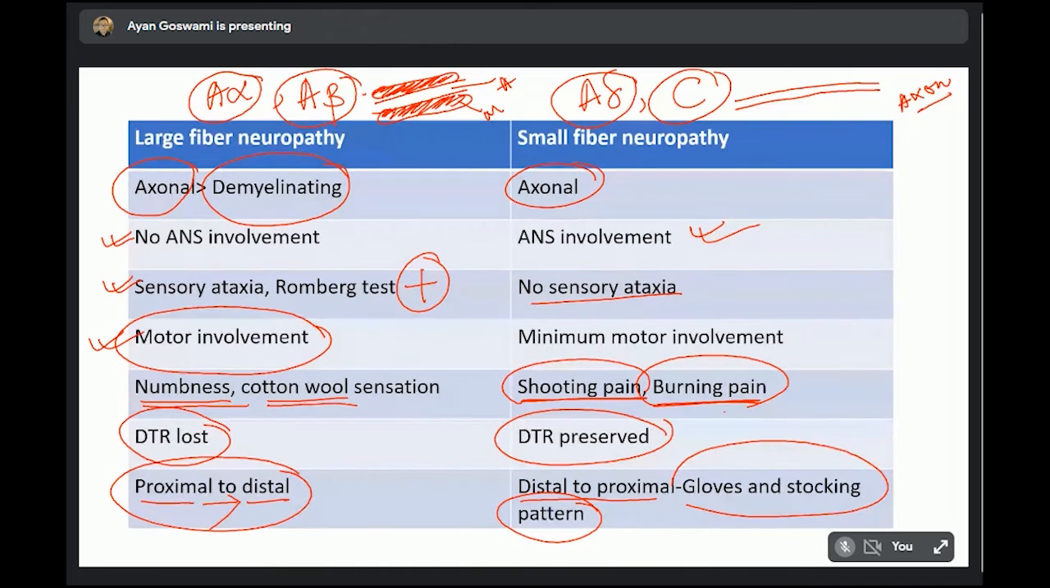Sir, what is DTR? Deep tendon reflex. For example, knee jerk, biceps jerk, triceps jerk. These are deep tendon reflexes.